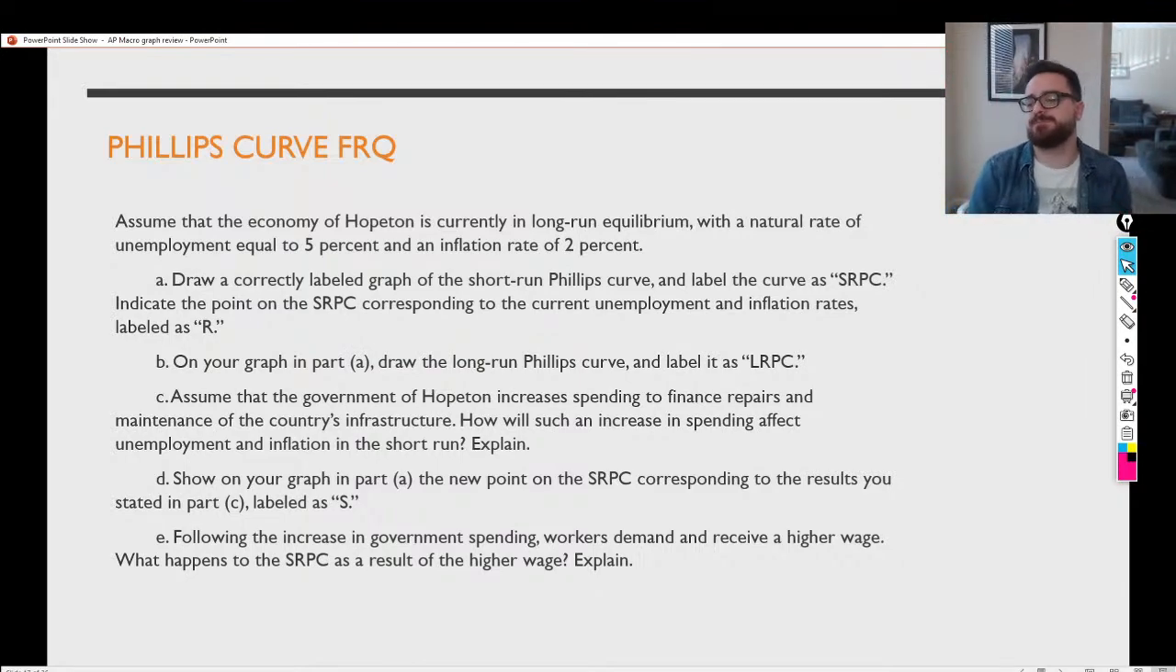Easy point there. C. Assume that the government of Hopeton increases spending to finance repairs and maintenance of the country's infrastructure.